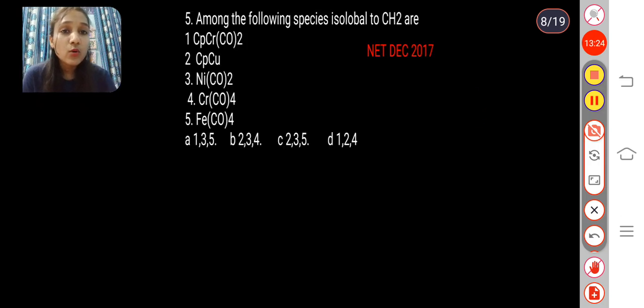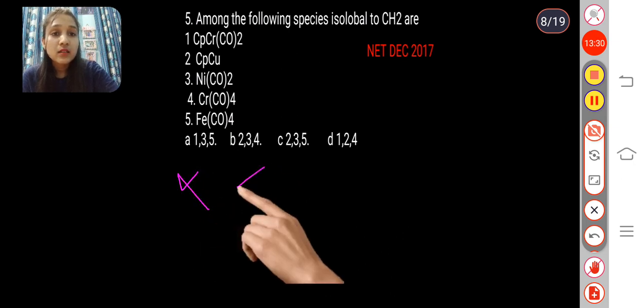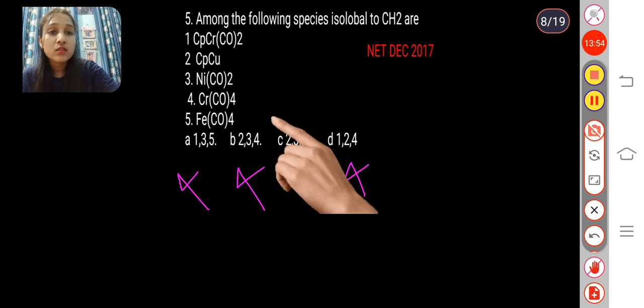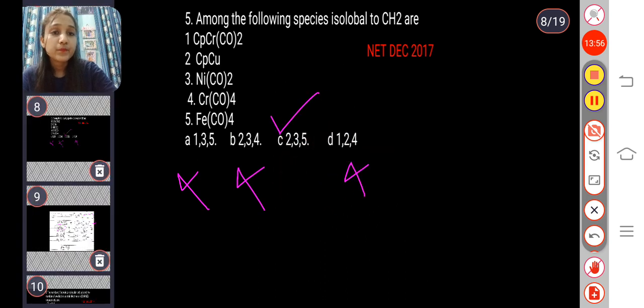Second and fifth. Now go with the options. In the first we don't have the second, so it is not the answer. B is also not. In C, second, third, fifth, and in the last we do not have 5. So only option C is the one in which we have second and fifth. Either way, 3 is not isolobal with CH2, but you have to choose the most probable answer that will match the conditions of your question. So here we are going with answer C.